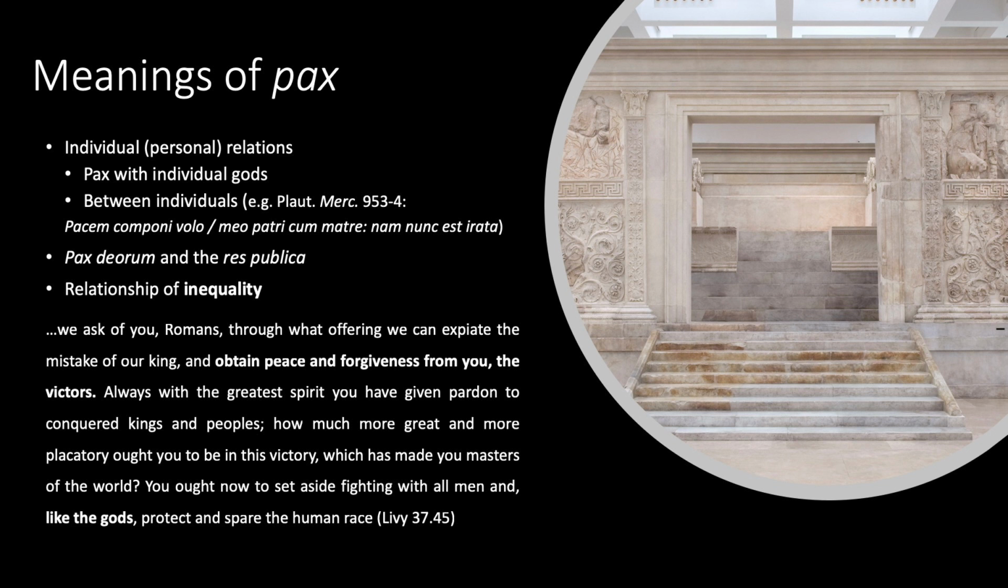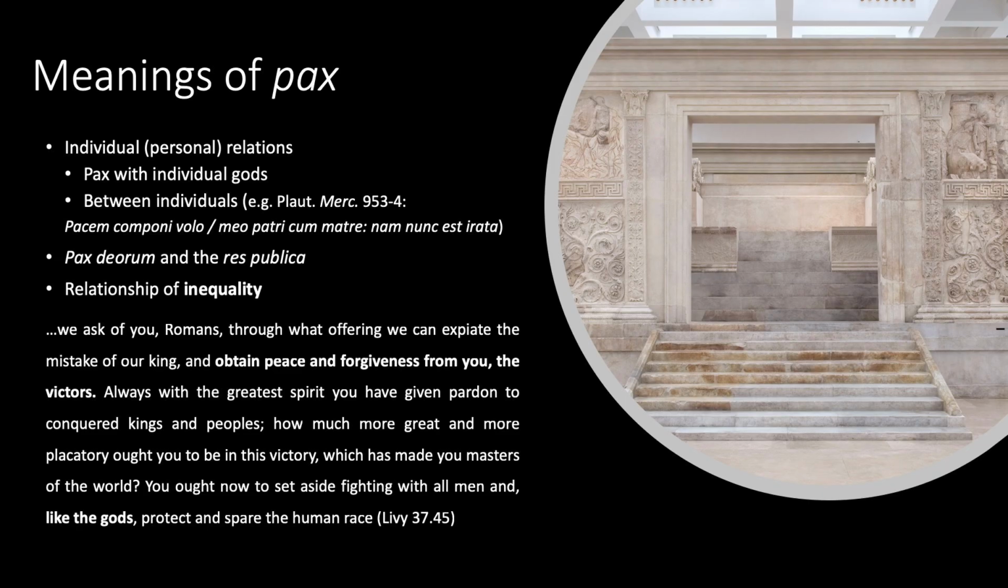So we have evidence from Plautus, who was a playwright, of people asking for Pax with Asclepius for good health, but also to Jupiter and to Venus for their protection. We also see it between individuals. And again, from Plautus, we have this wonderful passage where a son is hoping that his mother and his father will make peace, because at the moment she's really angry with him. So, internal domestic disputes as well can be included in Pax.